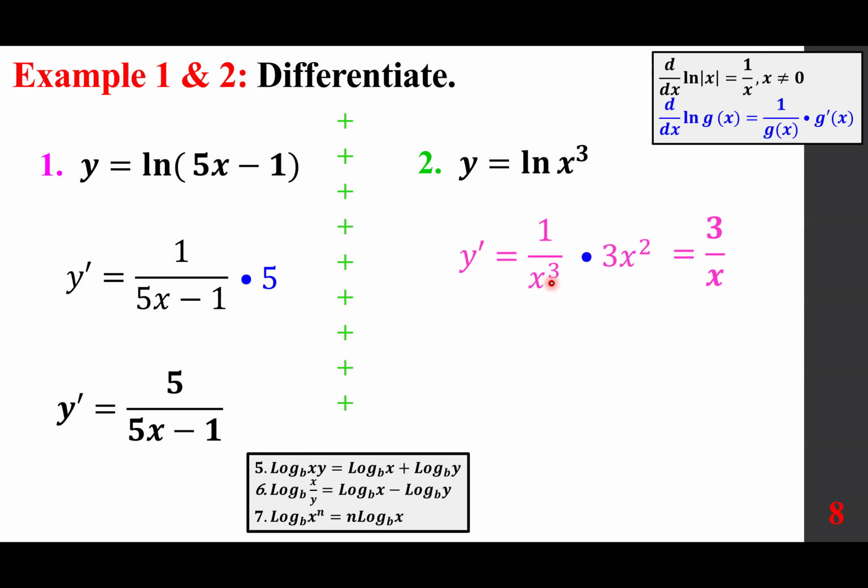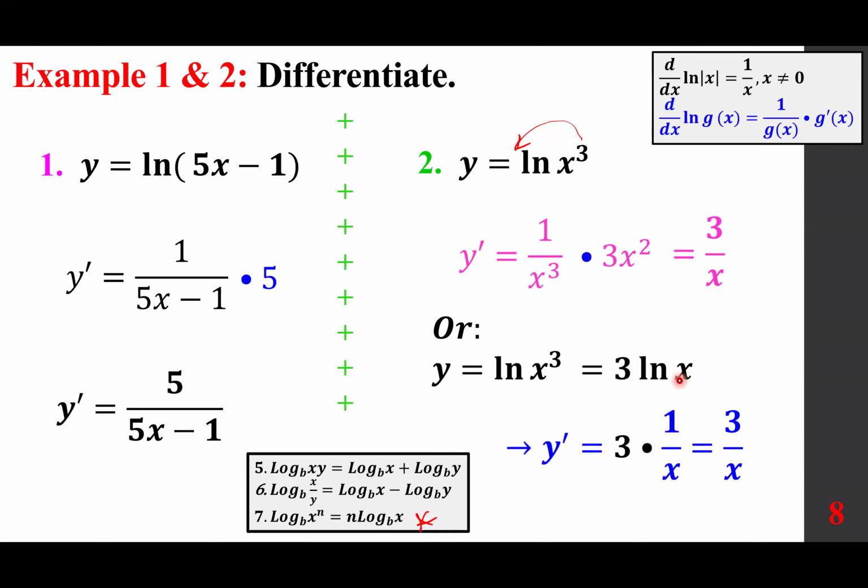However, the second method, and in this case it makes not much of a difference because this is not complicated: you use number 7, and the 3 becomes the coefficient. Now when you differentiate, this 3 is a multiplier, you just do ln x, which is 1 over x. So 3 times 1 over x, or 3 over x.